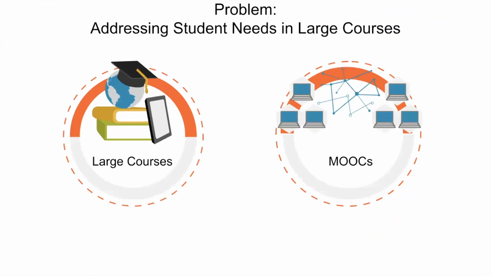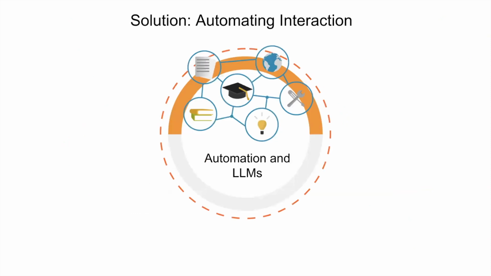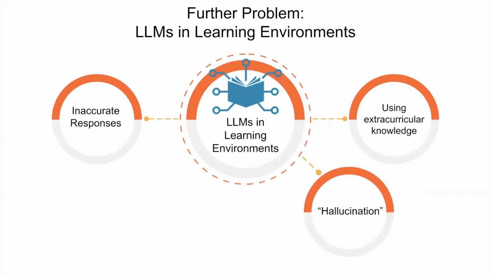Large university courses and massive open online courses, or MOOCs, constitute a major portion of today's educational landscape. In response to the scalability challenges of large courses, educators are turning to automated question answering systems. Large language models, or LLMs, are being employed to assist students, especially in larger classes. However, there are concerns with how LLMs perform in educational environments.